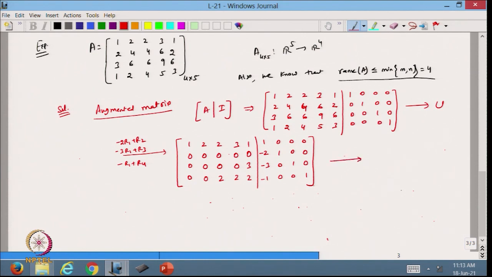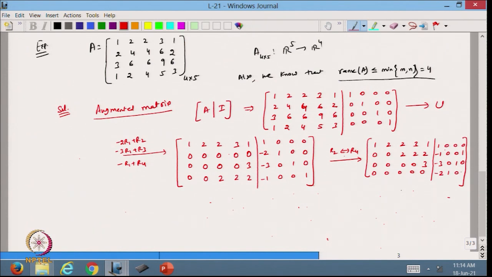Now, from here I just swap the R2 with R4. So, it becomes 1 2 2 3 1, 1 0 0 0 0, 0 2 2 2, and that is coming minus 1 0 0 1. Okay. It is coming 0 0 0 0 3. It is minus 3 0 1 0, and the last I will get minus 2 1 0 0. So, this I am getting.